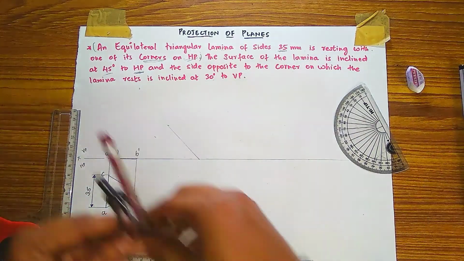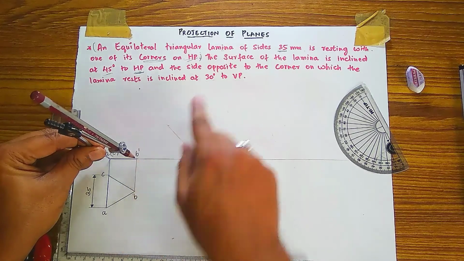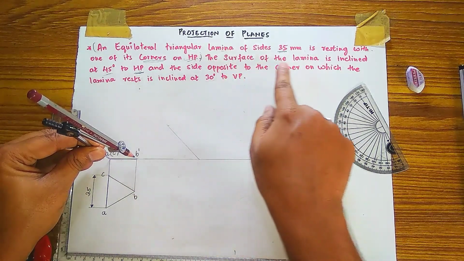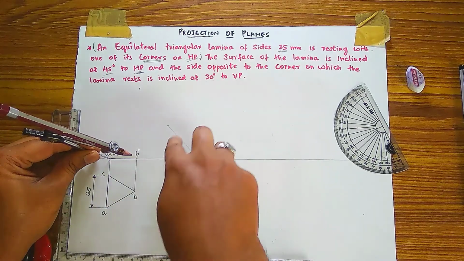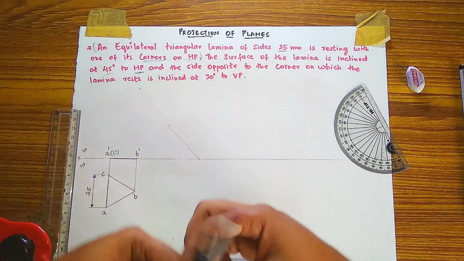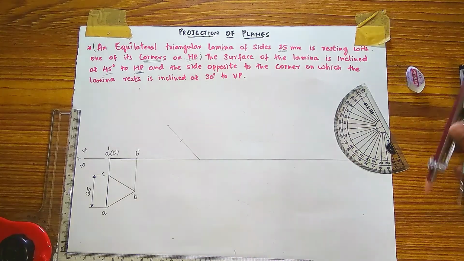Then with your divider, measure the lamina. Why am I taking this lamina? Because in the question it says the surface of the lamina is inclined at 45 degree. This lamina is inclined at 45 degree, so I am doing this.